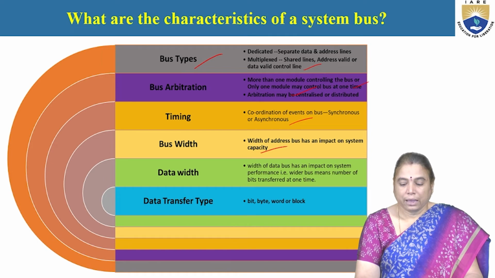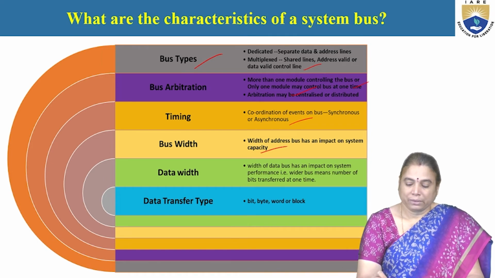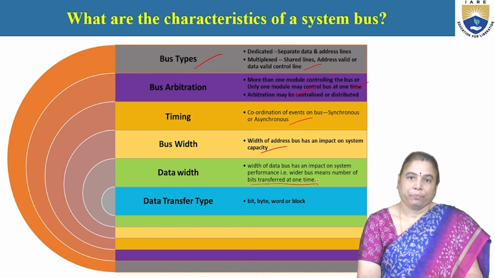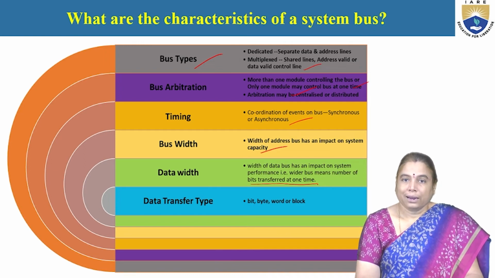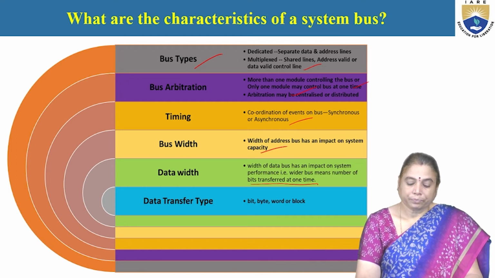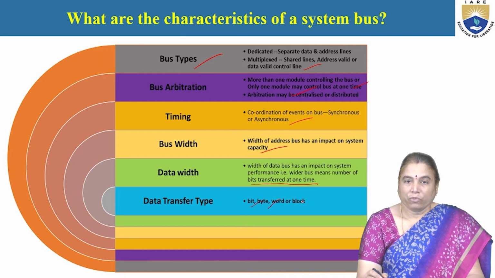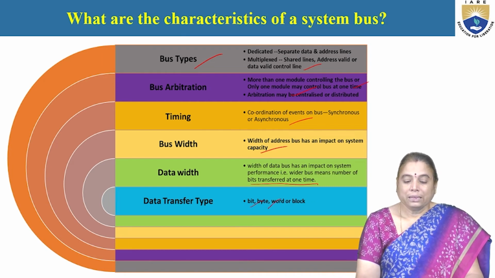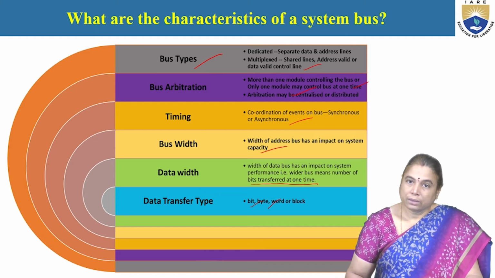The width of the data bus has an impact on system performance. A wider bus means a larger number of bits transmitted at a time, so the performance can be greatly increased. Next is data transfer type. Whether the data transfer is bit type, byte type, word or block type. So these are the parameters majorly considered as the characteristics of the system bus.